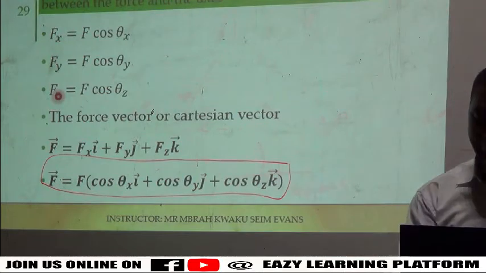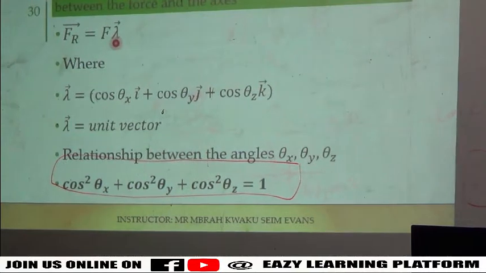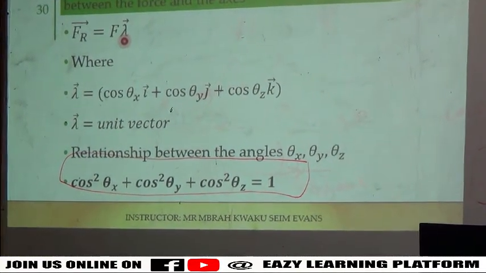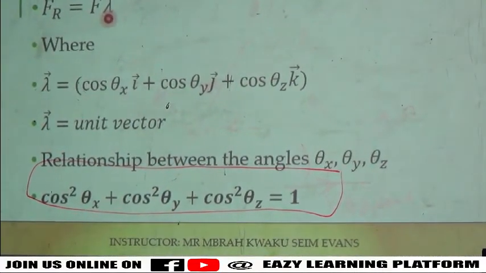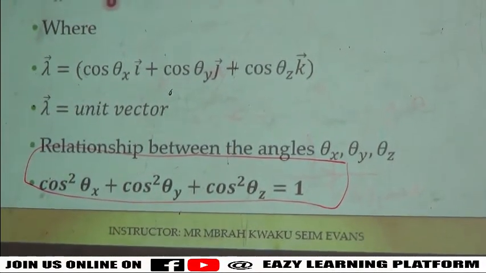So now you can have your force vector, which is F, to be the magnitude of the force times the unit vector, where the unit vector lambda is equal to cos theta x i plus cos theta y j plus cos theta z k. Okay, so lambda is equal to the unit vector.